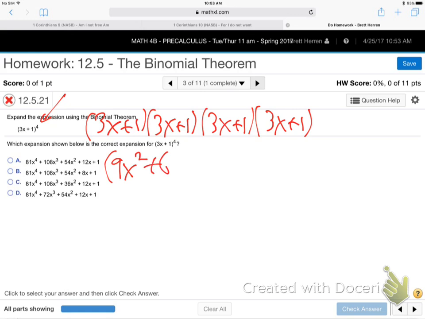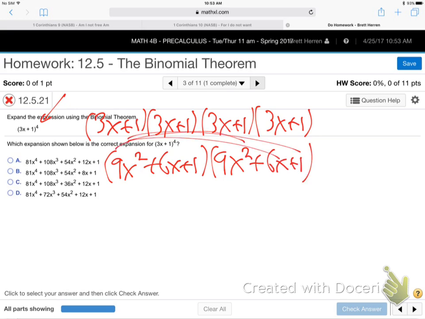You get 6x plus 1. These two would also make 9x squared. This one's small enough, I might be able to do it. Boom, boom, boom. So that'd be 81x to the fourth. Well, I'm already tired. I don't want to go anymore. All right, anyway, it'd be a big pain, right? You just FOIL, FOIL, FOIL. And that's only fourth power. We have a lot higher powers than that, so it's a big pain to do it.